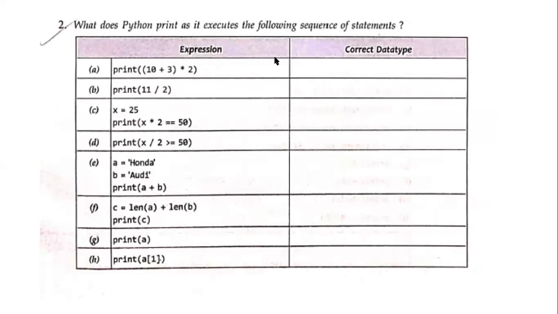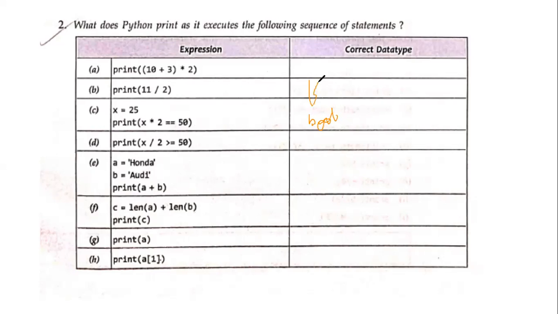What does Python print as it executes the following sequence of statements? So you're going to put what does Python print. You're going to put the data type over here. What data type will it print? So, 10 plus 3 into 2, whatever it will be, an integer. 11 divided by 2 will be a float because it's not going to give me a complete value. It's going to give me a float value. X into 25 equals to 50. Because I have used equals to, it's going to be Boolean data type because it's only going to tell me if it's matching or it's not matching one of the two. So this is going to be bool.